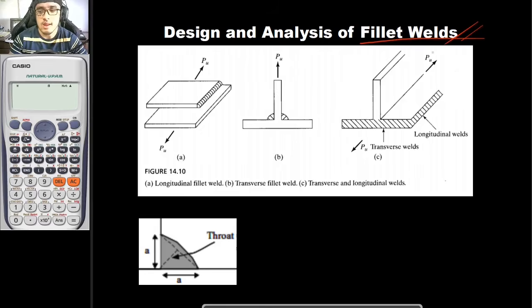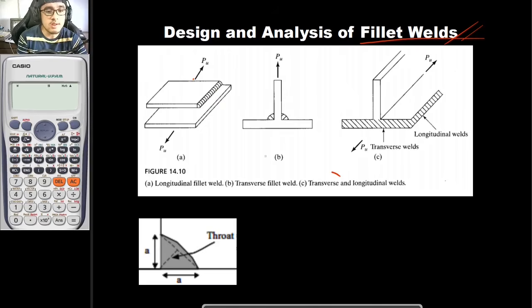In the design and analysis of fillet welds, we must first differentiate what transverse and longitudinal welds are. If this is your weld and it is parallel with your line of action or your force, it is what you would call a longitudinal weld. It is as simple as that. Once again, if your weld is parallel with your force, that is longitudinal.